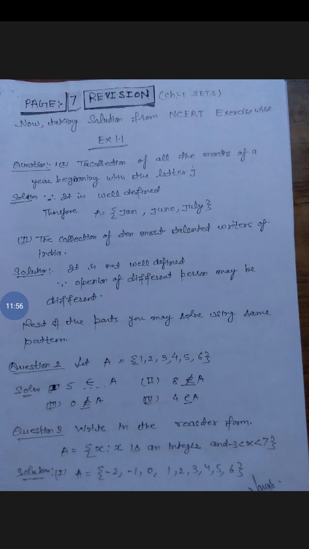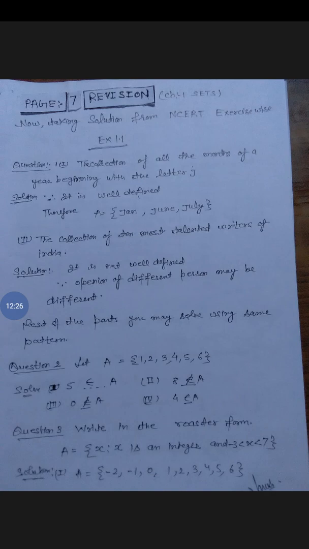In the same way, question number 2: set A contains 6 elements 1, 2, 3, 4, 5, 6, and we have to fill in the blanks. First part: 5 belongs to A, because 5 is present in set A. In the second part, 8 does not belong to A, shown with the belongs to sign crossed out, because 8 does not exist in set A. Similarly, you may solve the remaining parts.